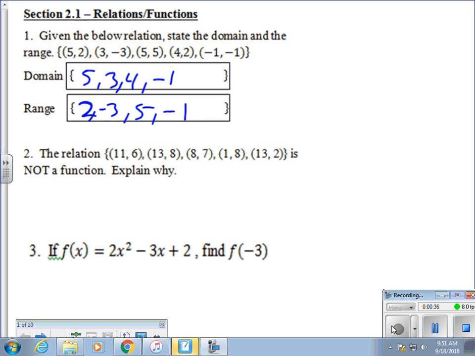The relation is not a function. Please explain why. 13.8, 13.2. Those are the two that violate my rule. I have 2 y's for 1 x. Each x has to have its own y, or only 1 y for each x. They may have, all the x's may have the same y, but you cannot have more than 1 y for 1 x.